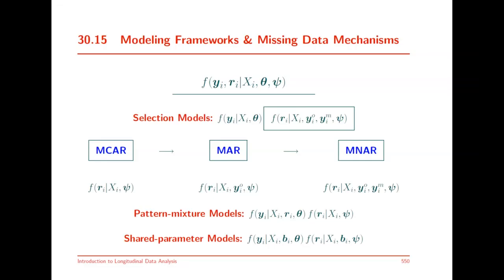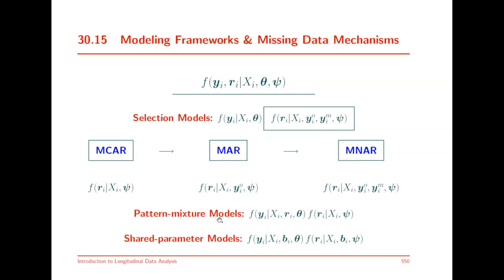So the question is not so much right and wrong. The question is, which of the frameworks allows me to answer my research question best? If I want to estimate the treatment effect overall, a selection model is the right thing to do, because in a selection model, I have the model for Y that I would have even in the case of complete data.